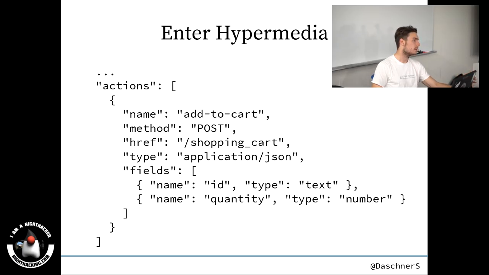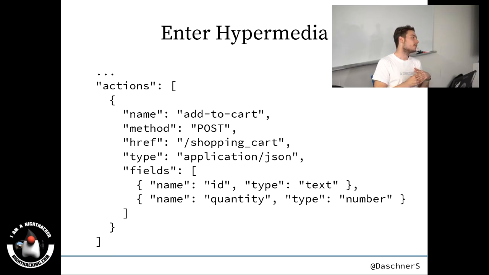Imagine this is the bookstore example again with one single book and the name and an author plus some links. But now we also have actions which describe how some certain functionality is used here, like this add to cart functionality with an HTTP method and a URL and some content type and even some fields. So which information is used on the server side to perform a certain action.